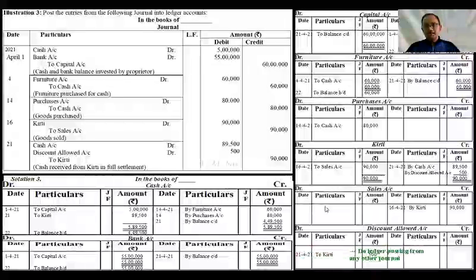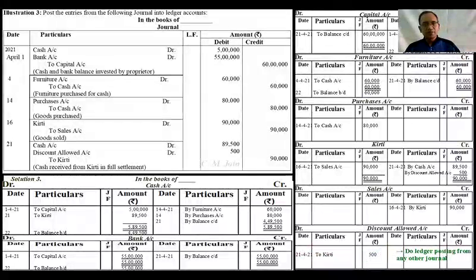Then sales account and discount allowed, both are nominal accounts, temporary accounts. Sales is an income, it is a revenue. Discount allowed is an expense. And since year ending closing is not there, we will leave these accounts like this only. So this is how ledger posting from journal and then closing is done. Clear?